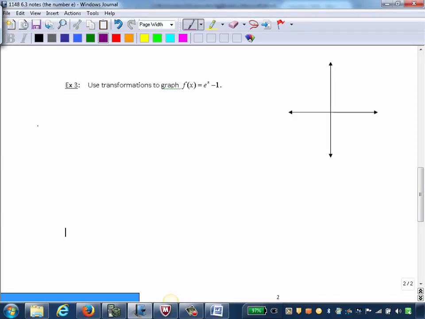When I list my key points on my parent function, that parent function is going to be e to the x. So I'm going to be comparing my function, e to the x minus 1, to the parent function, e to the x. Remember, our parent exponential functions are of the form a to the x power. And our key points on an a to the x graph are going to be negative 1, 1 over a, 0, 1, and 1, a. In this case, our a value is the number e, approximately 2.7.